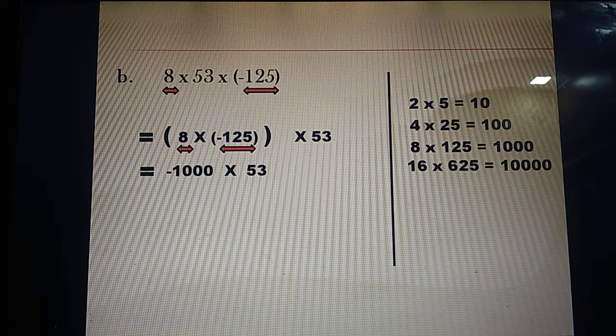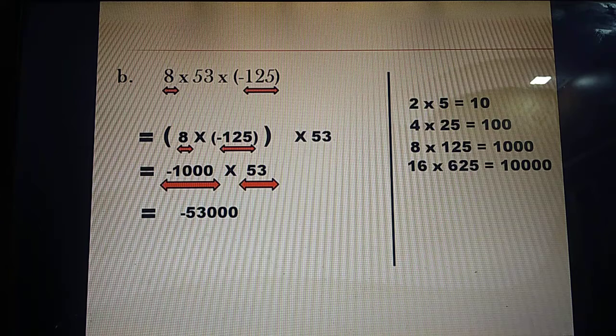Now multiply it by 53. Now this one is very easy. As we are supposed to multiply 1 by 53, you will get 53 again followed by 3 zeros, and because this part is negative and the second is positive, the final answer will be negative. Different signs means in multiplication the answer will be negative.